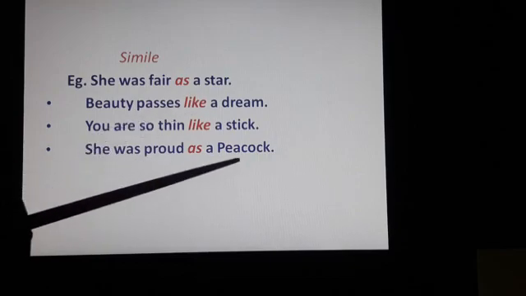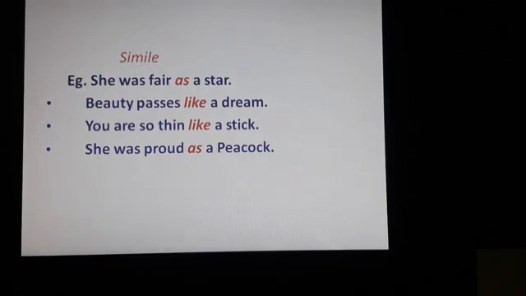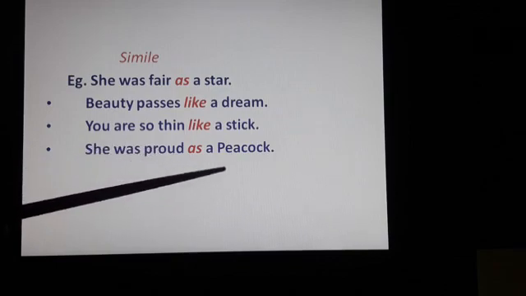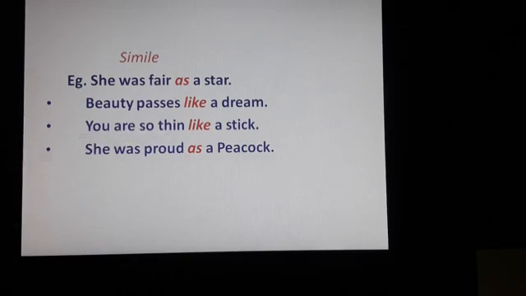She was proud as a peacock. She, a girl, and peacock are compared here. One thing in common, the feeling of pride, because she is so beautiful perhaps. And so she is so proud. So here the feeling of pride is the same. Peacock also is very proud of its beauty. Also the word as is used. It's a simile. Hope you have understood what is simile. You will see in your poem it will appear sometime or the other.